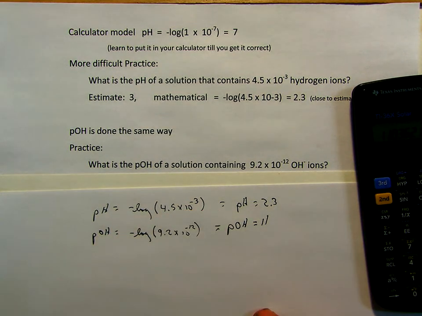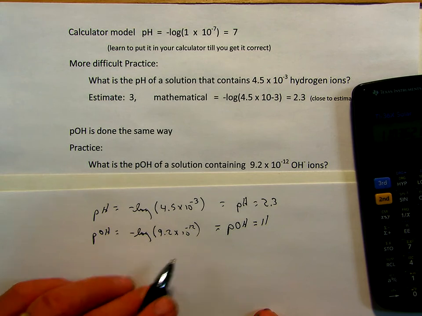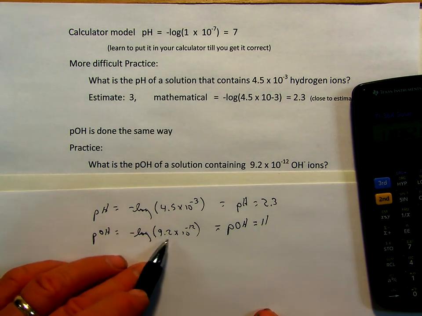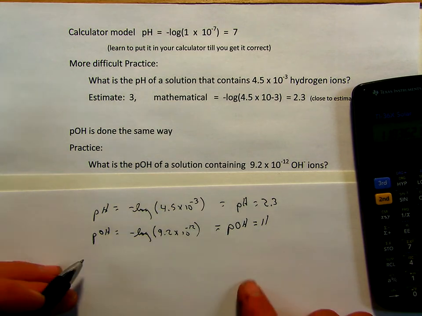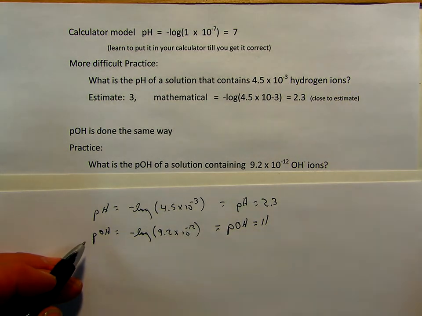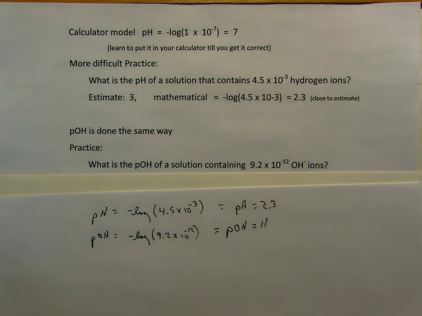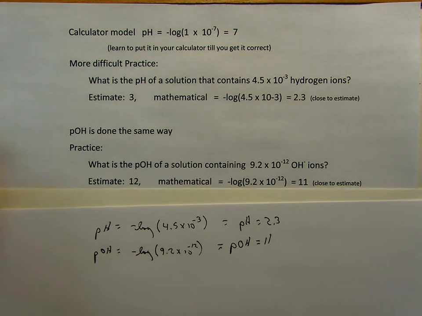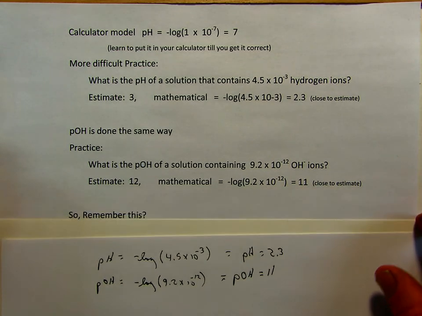Now, is that close to what I estimated, a pOH of 12? Yeah. If this is a perfect number of 1, you can estimate it, and the closer it gets to 1, it's going to shift a little bit. But it's a good way to do that. Get in the habit of looking at it and saying, is my answer correct? Does it make sense? So, estimate of 12, doing the math on it, we get 11, close to the estimate.